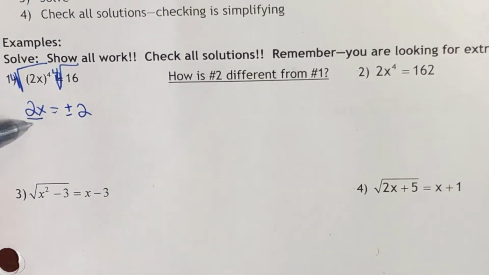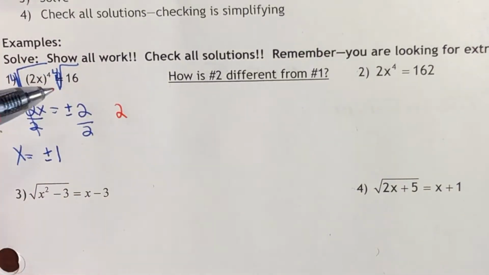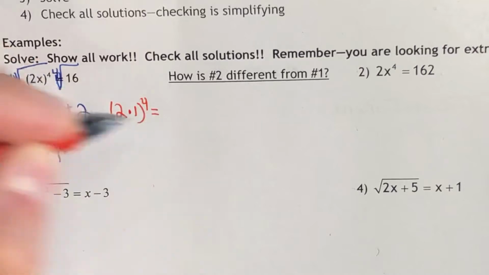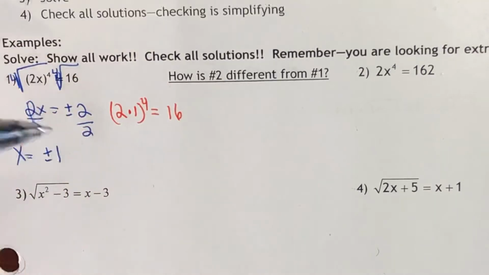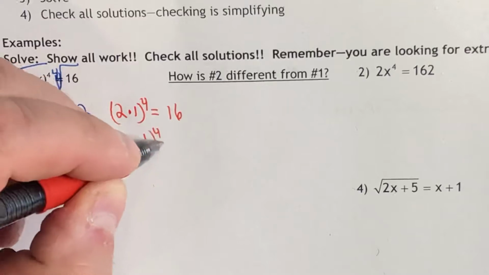Okay? So now I divide by 2. And so x equals a positive 2 divided by 2 is 1, and a negative 2 divided by 2 is a negative 1. So we get plus minus 1. Now let's check our work in the original. Does 2 times a positive 1 raised to the 4th equal 16? And does 2 times a negative 1 raised to the 4th equal 16?